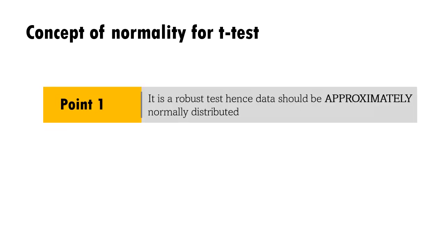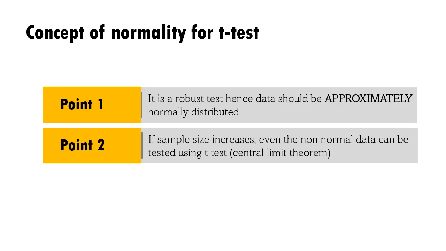Independent sample t-test is a robust test. Therefore, we say that even if the data is approximately normally distributed, we can use this test. And thanks to the central limit theorem, if you increase the sample size, even non-normal data starts behaving like normal, and then you can apply the independent sample t-test.